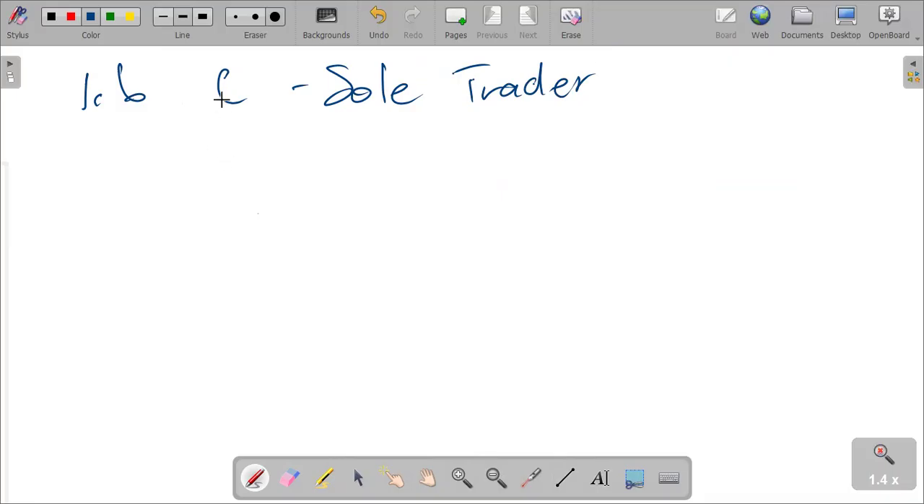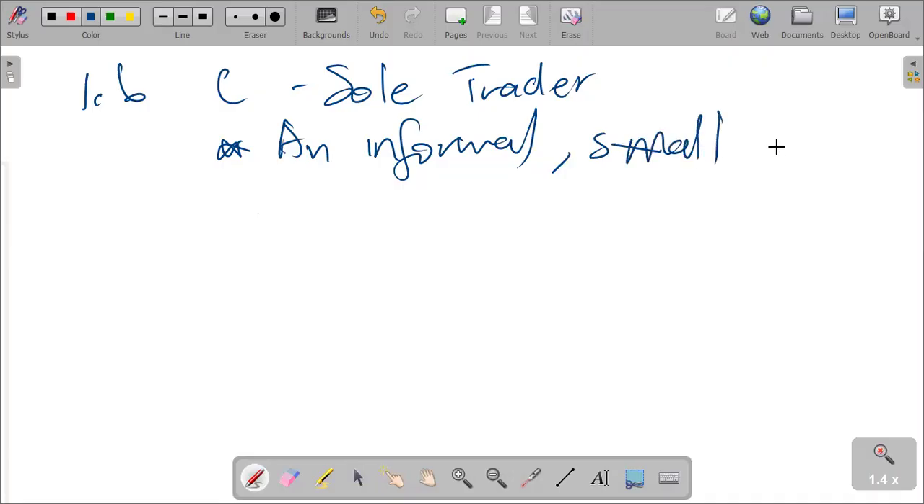So basically, a sole trader is an informal or small scale business owner. When you talk about small scale, we talk about a small business that is making a bare minimum profit. They are not planning to make a large sum of money. They just want to make money to survive.